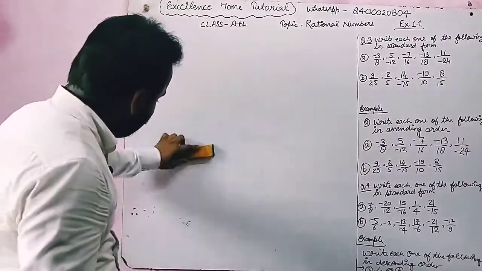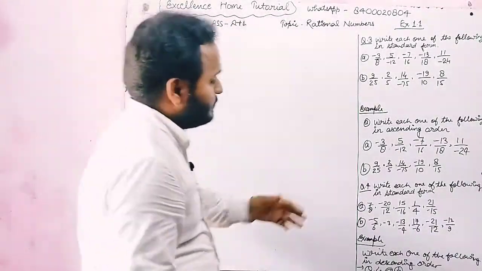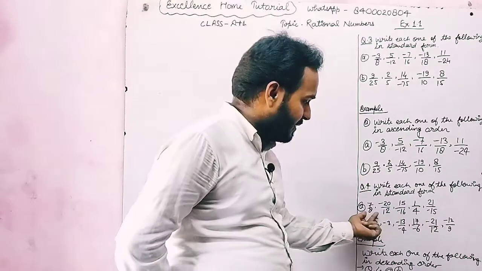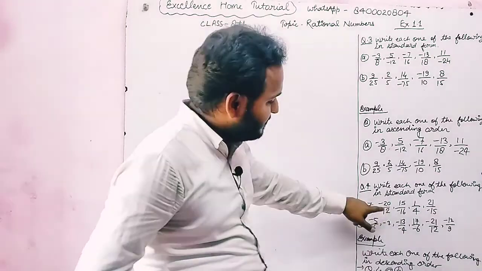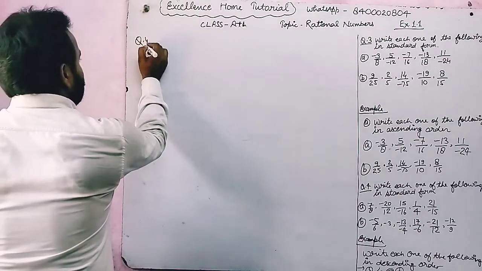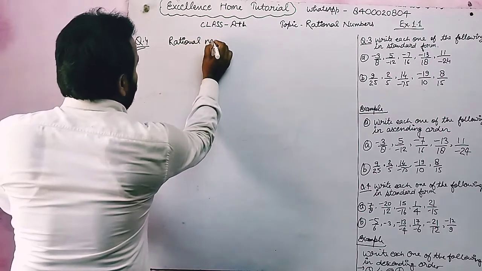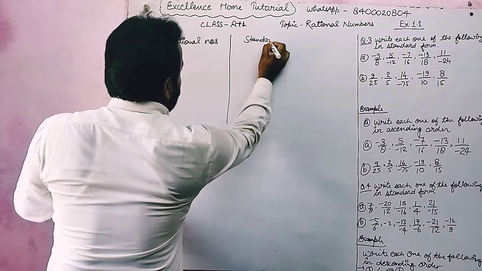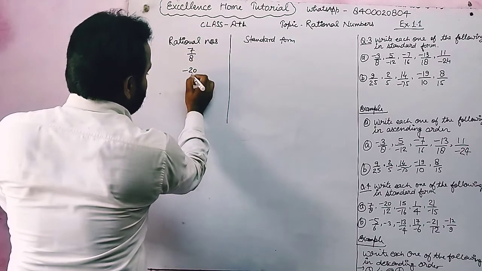Question number 4: we have to write in standard form as it is. We can solve this question like question number 3, where 7 by 8 is also in standard form, then minus 20 by 12. After simplifying this, let's start question number 4. In this, one column is the rational number and the second column is the standard form.